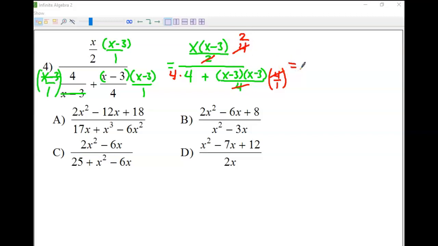So now I'm left with a 2 and an x. I'm going to put the 2 in the front with the x, and then x minus 3. Here I've got 16. And then here I've got x minus 3 times x minus 3. I said plus 3, it's minus 3. Sorry about that.